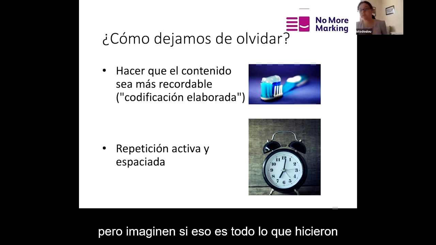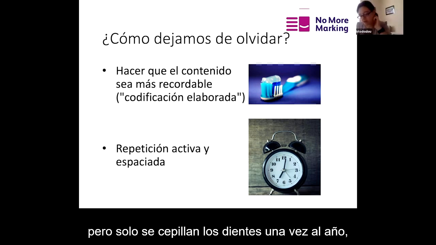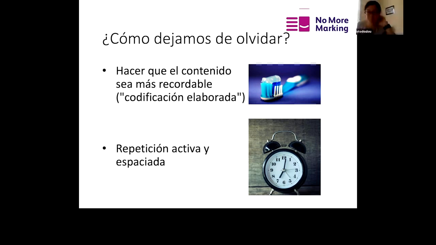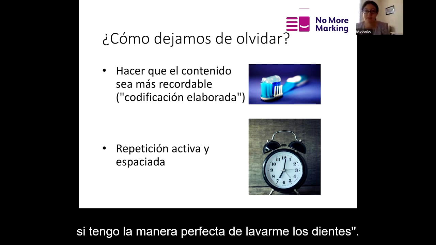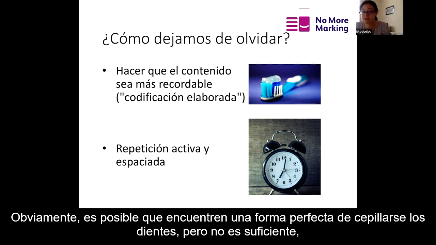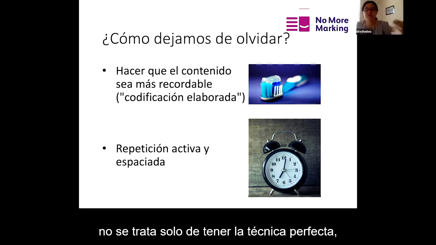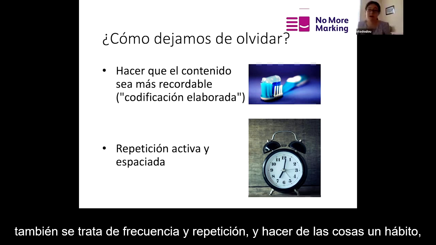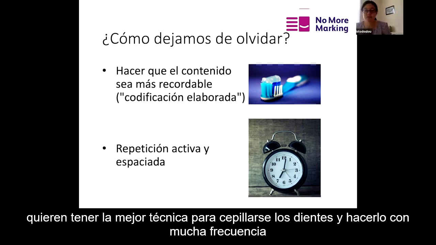But imagine if that's all you did, and imagine if you really worked hard to find the best technique for brushing your teeth, but you then only brush your teeth once a year. If you then go to the dentist and say, oh, I don't understand, how come I've got all these problems with tooth decay, because I've got the perfect way of brushing my teeth. Well, obviously you might have come up with a perfect way of brushing your teeth, but that's not enough. You have to also be brushing your teeth very frequently. So it's not just about getting the perfect technique, it's also about frequency and repetition and making things a habit. So you need both. You want to have the best technique for brushing your teeth and do it very frequently.